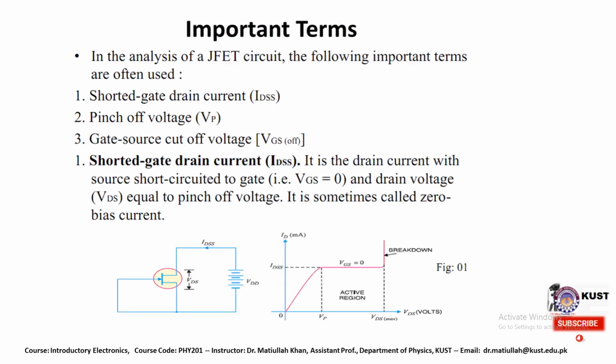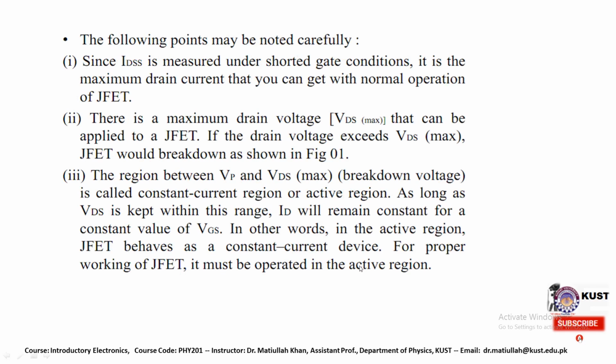This is the region that I had mentioned here. This is actually called the active region or constant current region. This region starts from this point P, that is the pinch off voltage, and it ends at this point. So this particular region is called the active region, that is presented here.